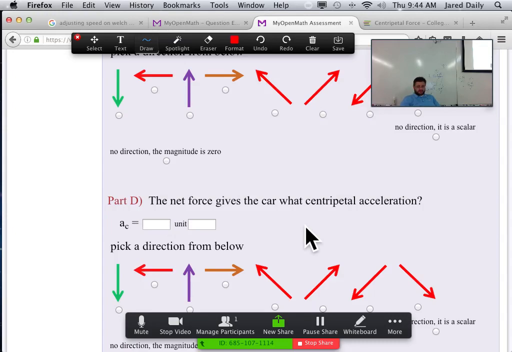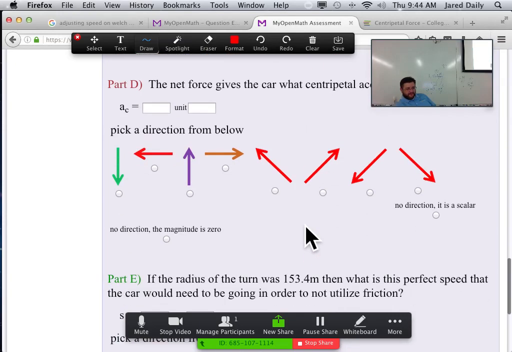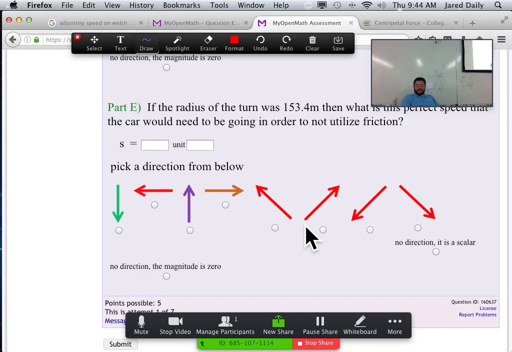Okay. Any more questions on this homework? If the radius of the turn was this, oh, this is actually the problem we did in the example in chapter 6 there. So look at the example in chapter 6, section 3, and you will be able to solve that one, no problem. Man, this is a great homework assignment. Only like 2 problems. Anybody have questions on it?